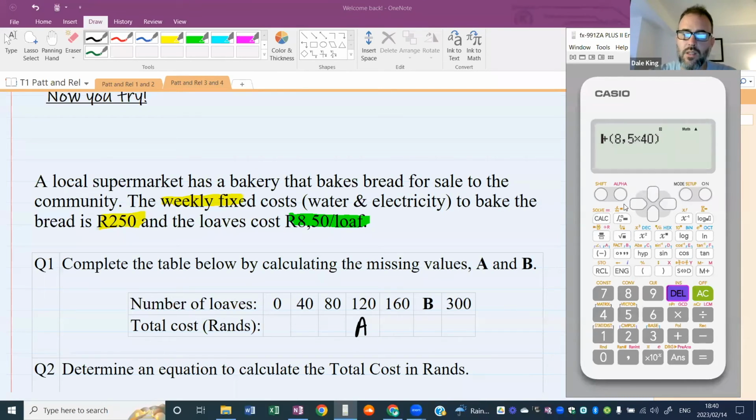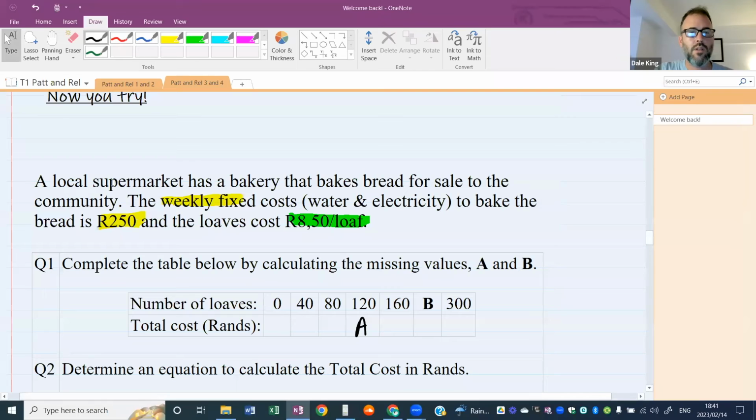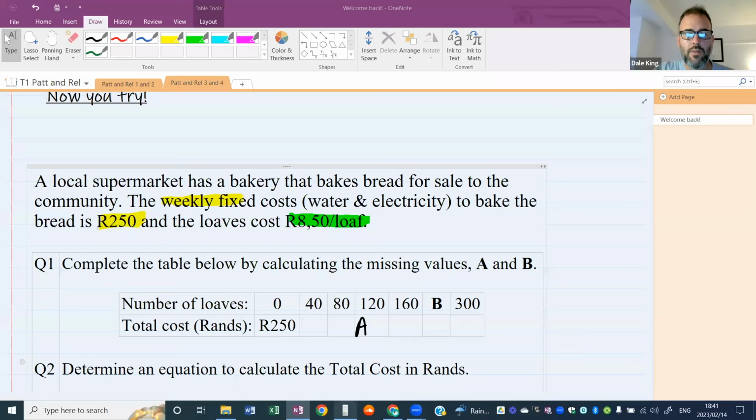This poses a fantastic opportunity. We're going to put in all the information. All right, so 8 Rand 50 per loaf and 2 Rand 50 as a fixed weekly cost. Let's see what we can get. Okay, so if we bake, let's in fact do the first one, which is 0. So put in 0 there. We should get 250. Okay, so I'm going to type them in as we go. 250, and then go back to the calculator.